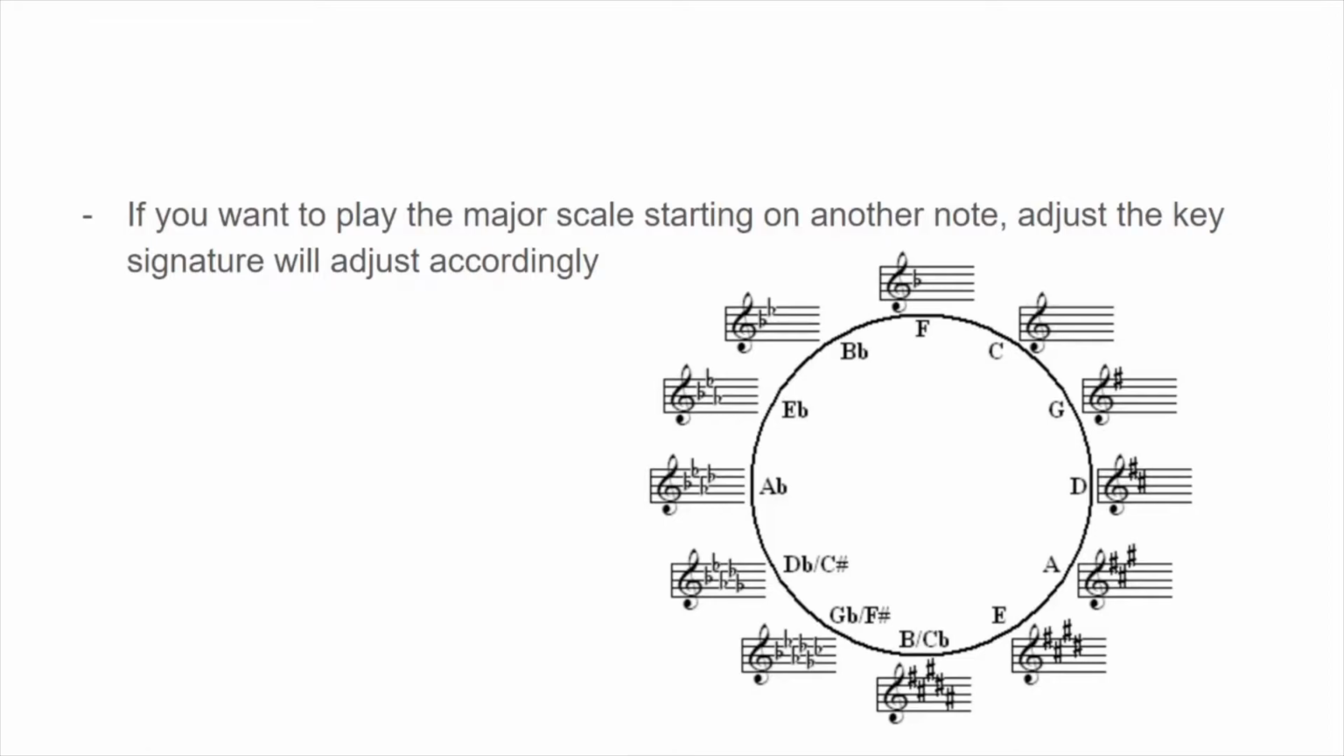And this doesn't just apply to the note G. This applies to all of the other notes on the piano. If you want to play a major scale starting on any other note, the key signature will be adjusted. For example, if you're playing in the key of D major, as you can see here in the diagram, there will be an F sharp as well as a C sharp. Or if you wanted to play something in F major, there will be a B flat in the key signature.